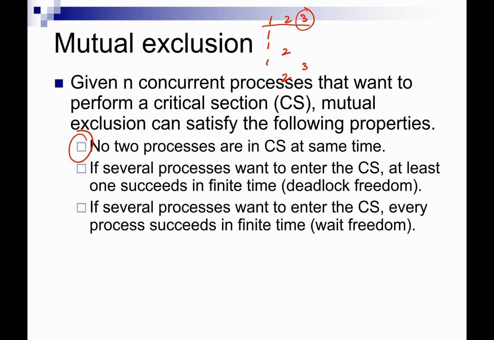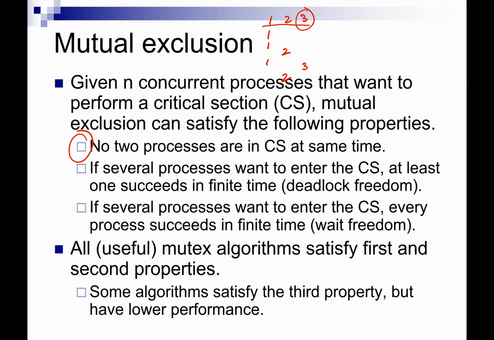We're not asking for strict fairness. We're not asking that 1, 2, and 3 succeed the same number of times. But if 3 has been waiting for a long, long time, he's got to at least eventually get one chance to go into the critical section. So that's wait freedom.